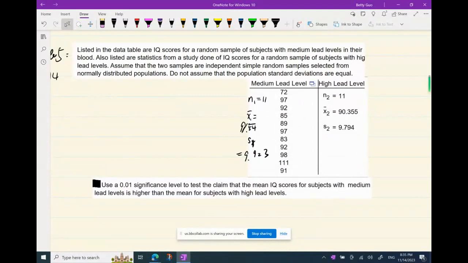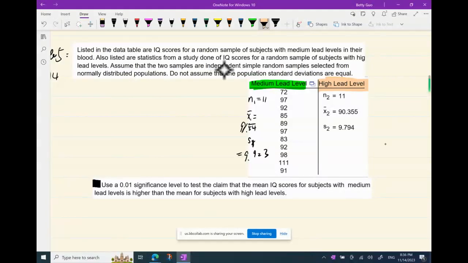Listed in the data table are IQ scores for a random sample of subjects with medium lead levels in their blood. Also listed are statistics from a study of IQ scores for a random sample of subjects with high lead levels. So here we have two samples from two populations. That's sample 1, that's sample 2, right? Medium lead level is sample 1, high lead level is sample 2.